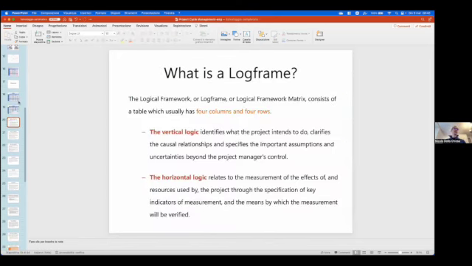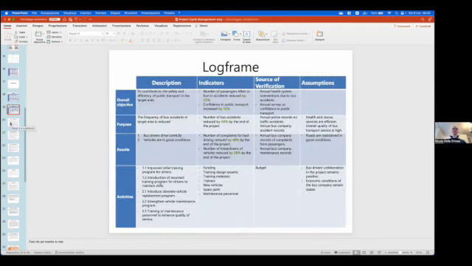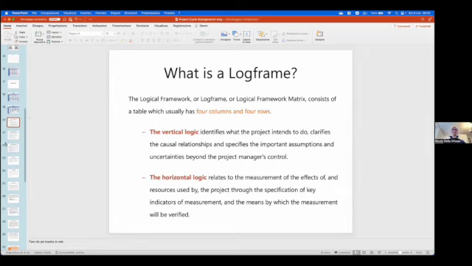Now, very quickly, because we already saw all this, the details in the log frame, but just a few ideas on what is a log frame. Well, we already saw the vertical and horizontal logic. So vertical logic is the logic that identifies the relationships between activities, results, purpose, and general objective. The horizontal logic measures the effects of our project, specifying the indicators and specifying the sources of verification.